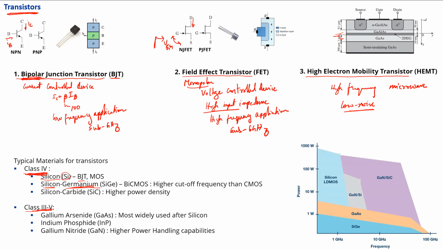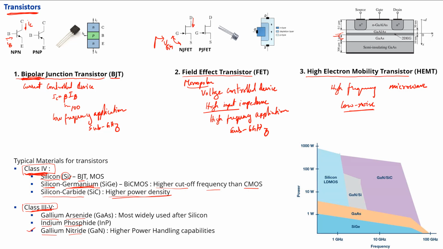Silicon germanium is good for having higher cutoff frequencies and is used for high frequency applications. Typically silicon is used for CMOS. Silicon carbide, on the other hand, has a very high power density and can have a high power handling capability. But not only class 4 elements, a combination of class 3 and class 5 elements, like a combination of gallium and arsenide, indium and phosphide, or gallium and nitride, can be used as the semiconductor material in the transistor. And unique to these, some of them have advantages.